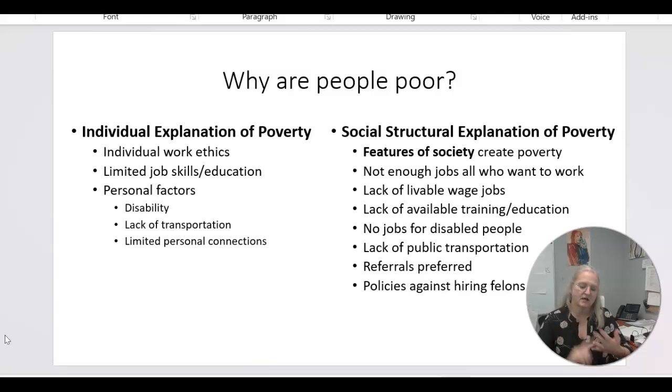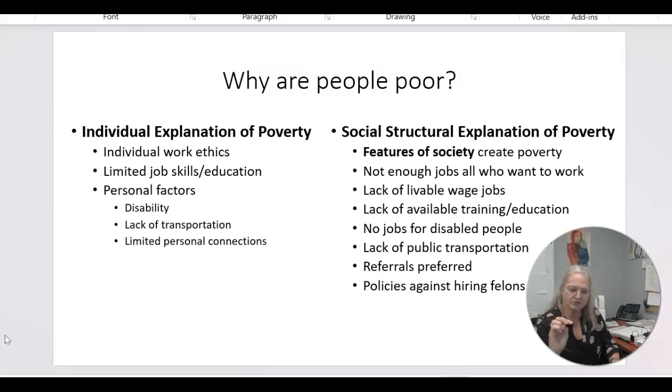They have chosen not to get an education, they're addicted to drugs, they're lazy, they have poor work ethics. That's what we call an individual explanation. And certainly there probably are people who make choices to keep themselves poor. But sociologists are going to focus on the structural. Remember, we're all about the structure, not the individual. From a sociological perspective, the individual doesn't exist.